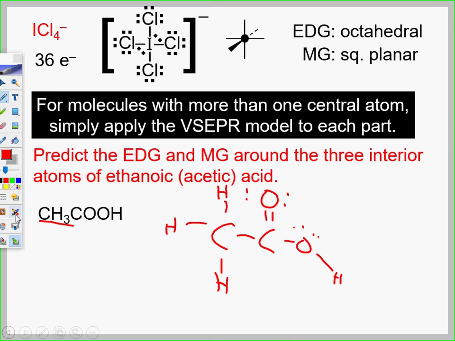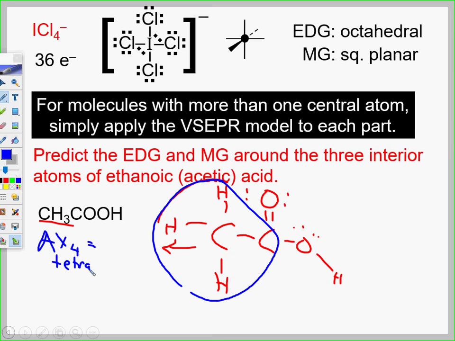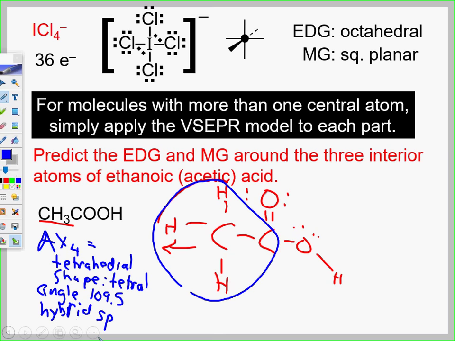The first thing we want to do is take this, and we look at this one right here. If this was just by itself, what would it be? It would be AX4, which is tetrahedral. The shape is tetrahedral. My angle is 109.5, and my hybridization is what? sp3. Okay, now let's try the next carbon. You understand what we're looking at? So this carbon would contain all of this.